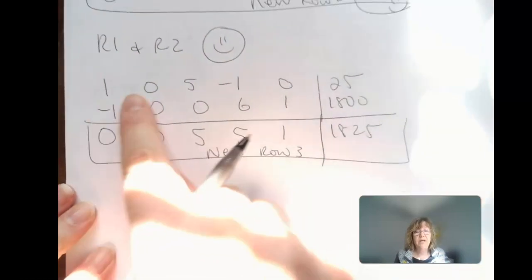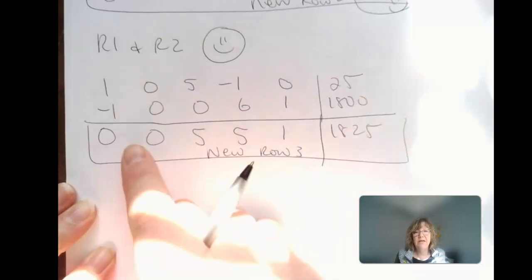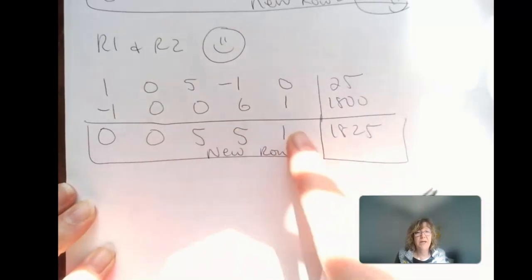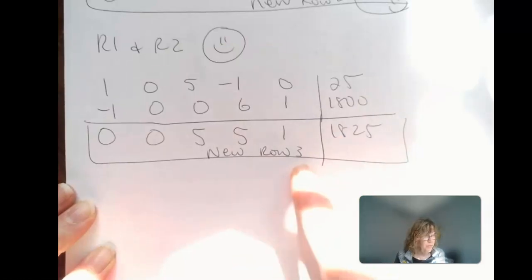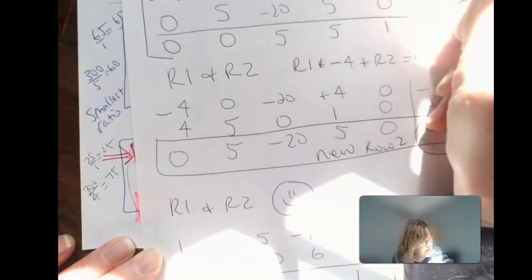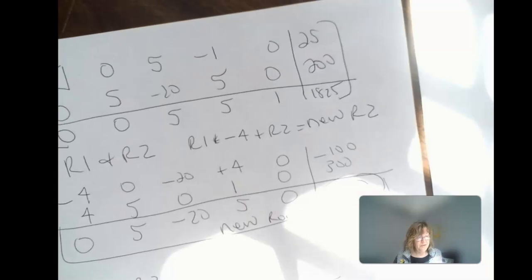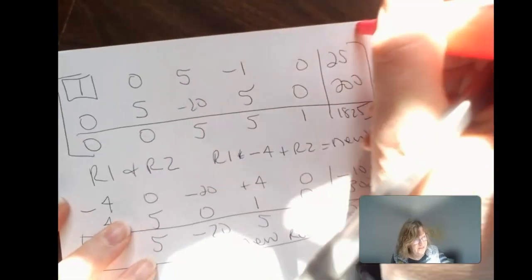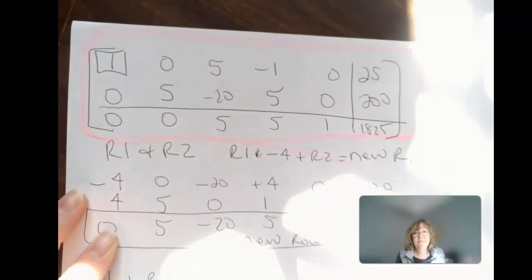So I took row 1, wrote it down, row 3, wrote it down, added them together, and got 0, 0, 5, 5, 1, 1,825. That's my new row 3. So I'm going to write that up here in my matrix. So you can do work on scratch paper, just not in the matrix. All right, so I'll get rid of my scratch paper here. So here is, after I did my second pivot, this is what I have, okay?